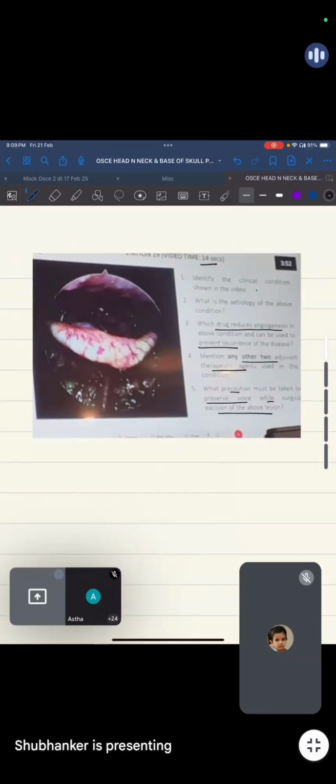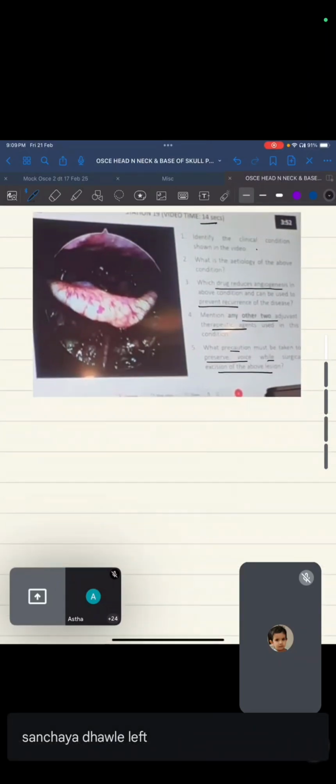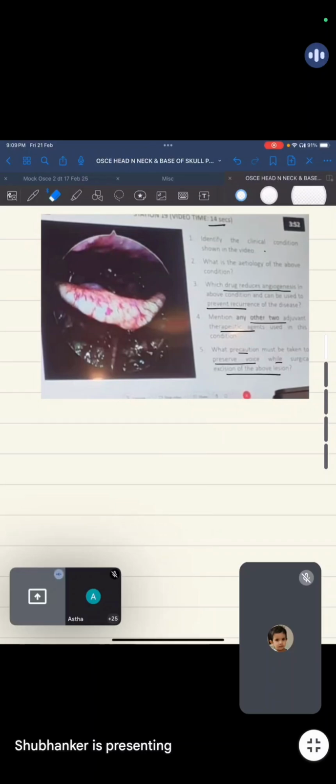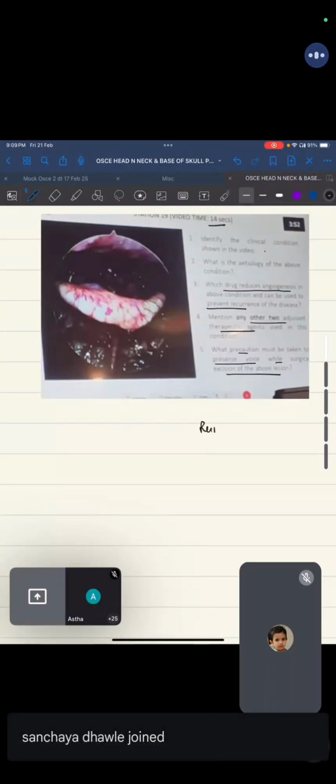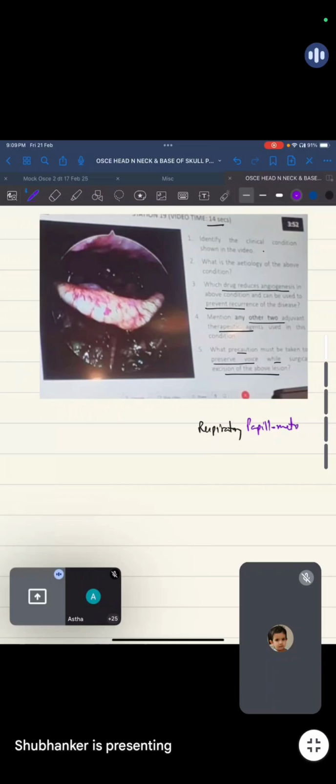So this is basically respiratory papillomatosis. I have shared this again at a later part of this presentation also. So, to go for the exact answer, this is respiratory papillomatosis.